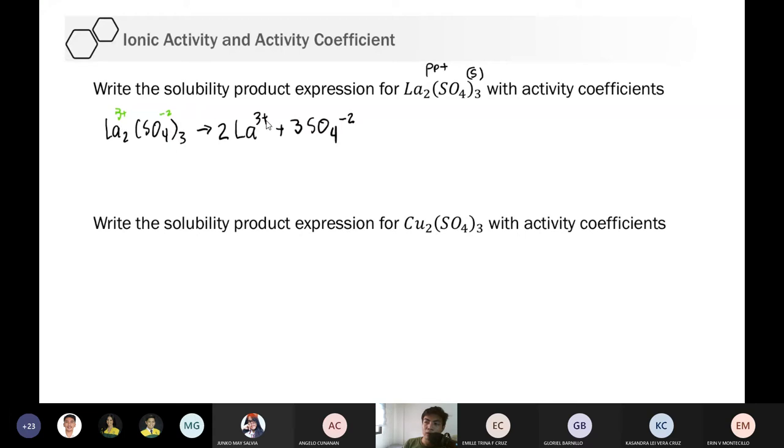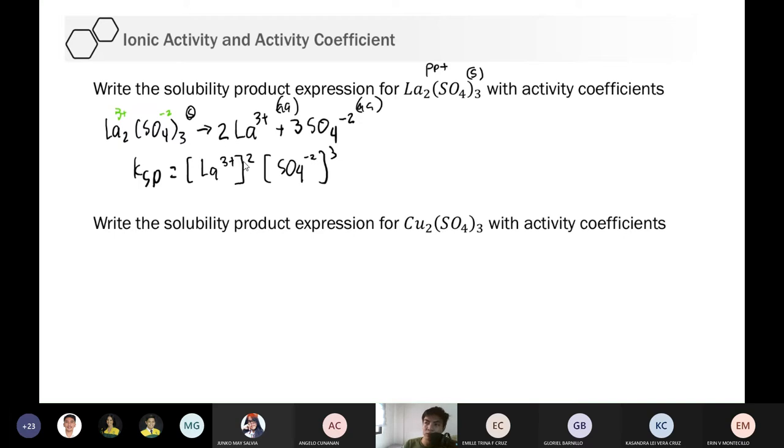Again, if you forgot kung ano yung charges nila, you can do the reverse crisscross. Saan galing yung 3 kay La? Saan galing yung 2 kay SO4? Yun yung reverse crisscross. So let's write the generic Ksp muna, no? The solubility product constant. When you say Ksp, yun yung ordinary K value lang dito. So, this is solid, no? Solid yan. Ito ay parehas aqueous. So that will be lanthanum 3 plus squared times sulfate ion cube.